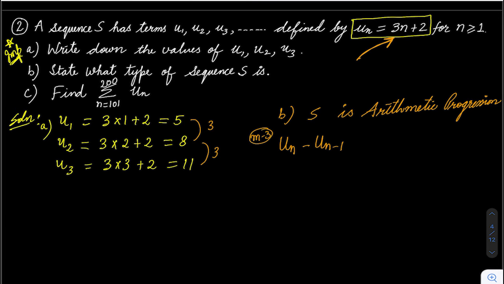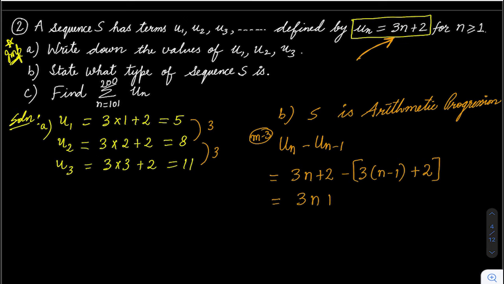So let me just show you this also. So un is 3n plus 2. Now what is un minus 1? Basically, instead of n, you can write n minus 1. That will give us un minus 1. So let's find this difference.